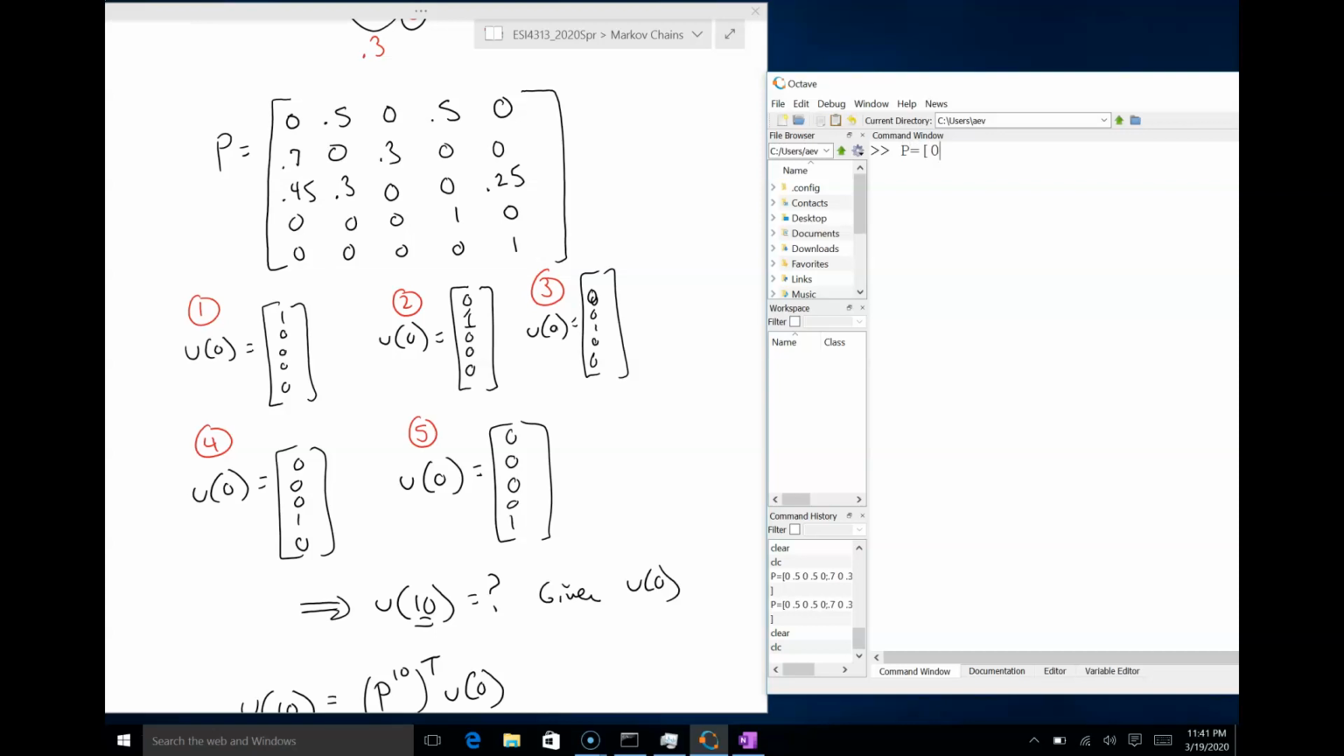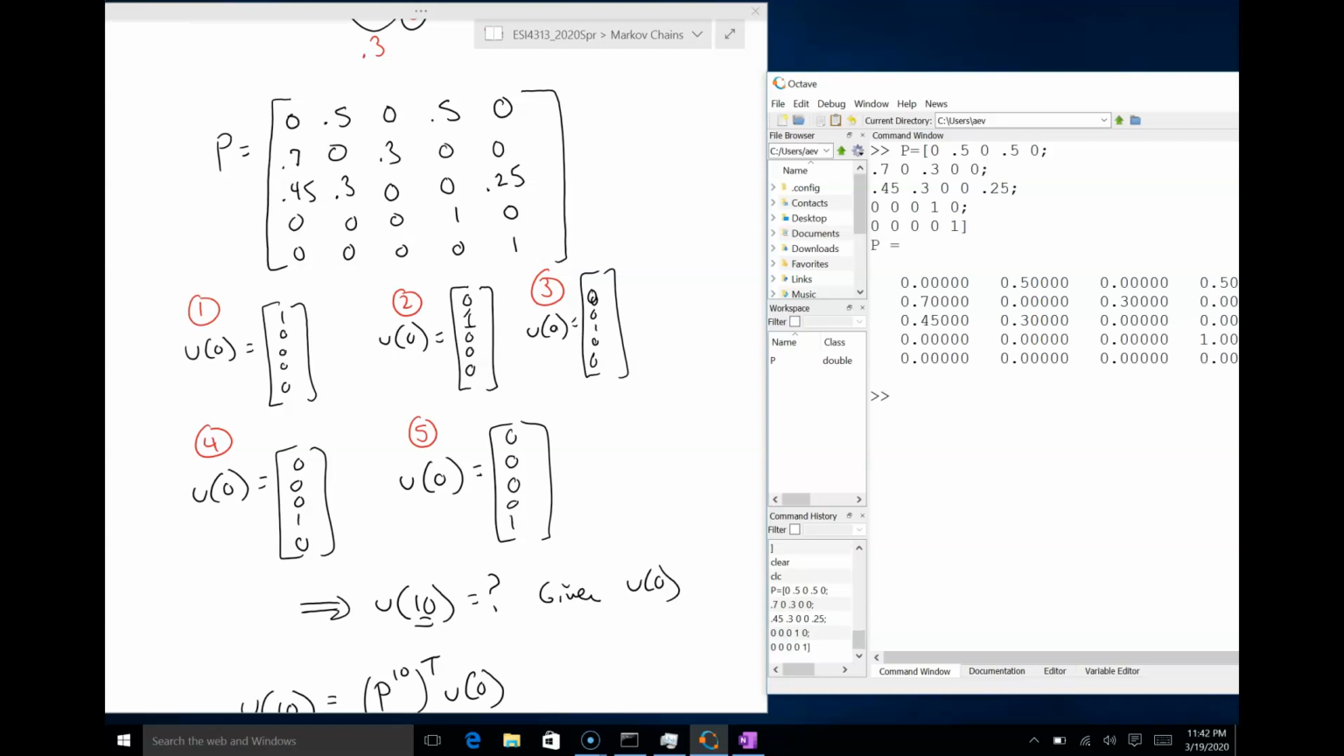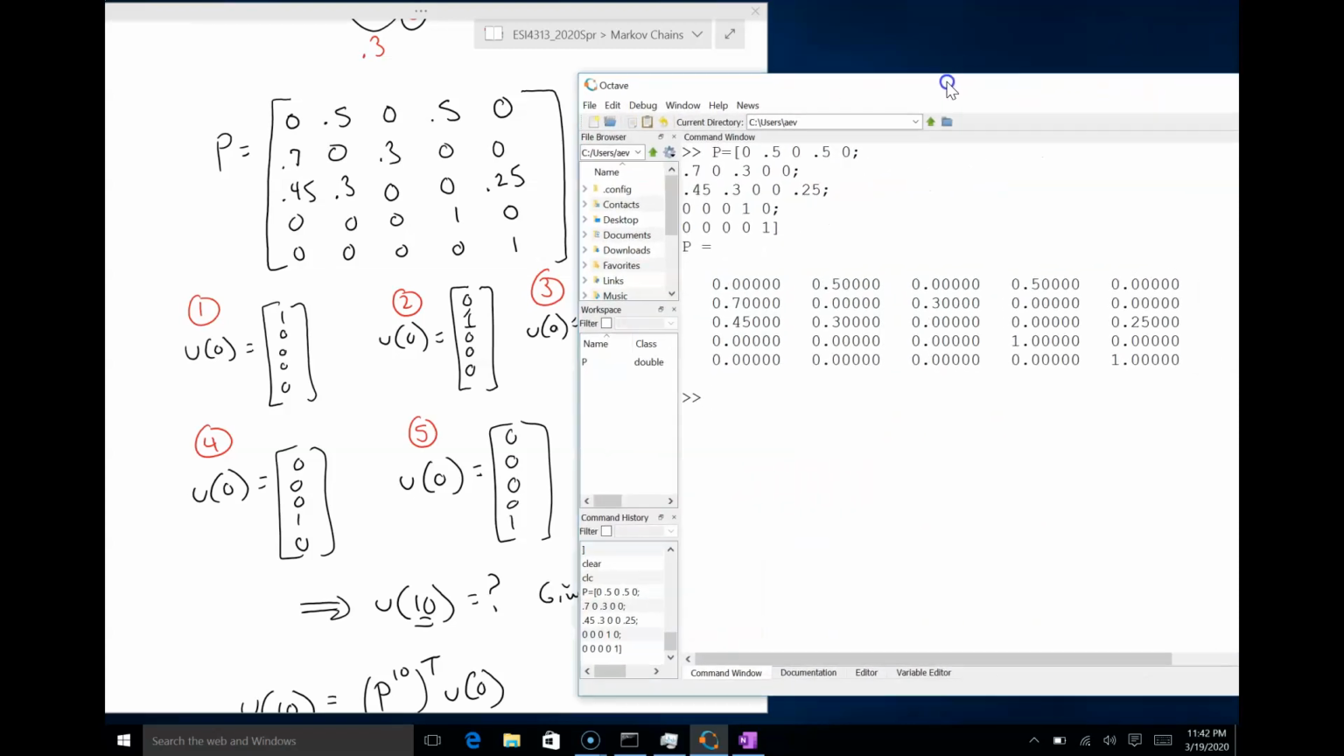So if you want to make it a little bit easier, I know in Octave you can do this. I think in MATLAB you can as well. After each semicolon you can press return, and when you close the bracket it will know. So this way it's a little bit easier to keep track of each line. Semicolon. 0.45, 3, 0, 0, 0.25. Okay, so now I'm going to close it off, and you'll see it actually filled out this P matrix.